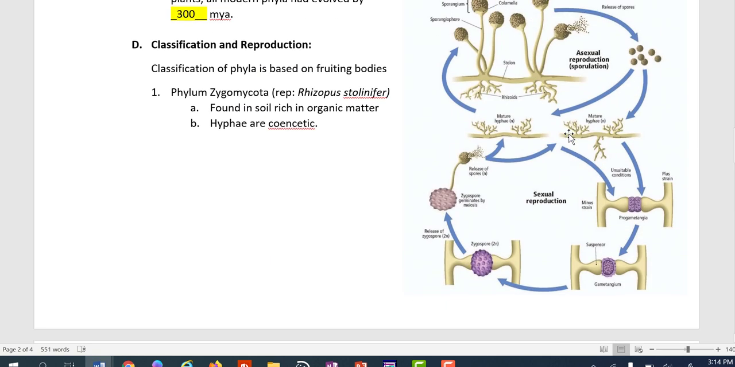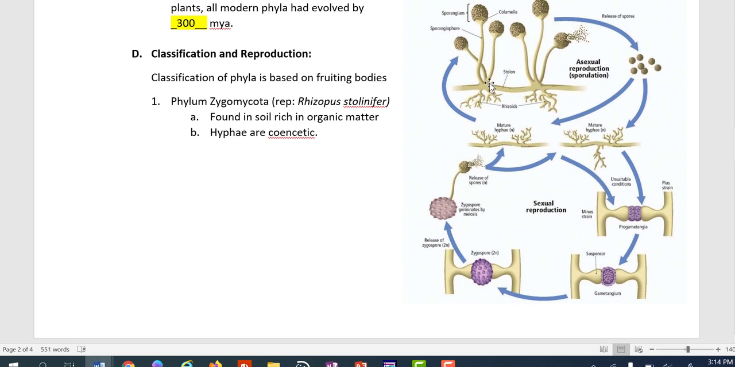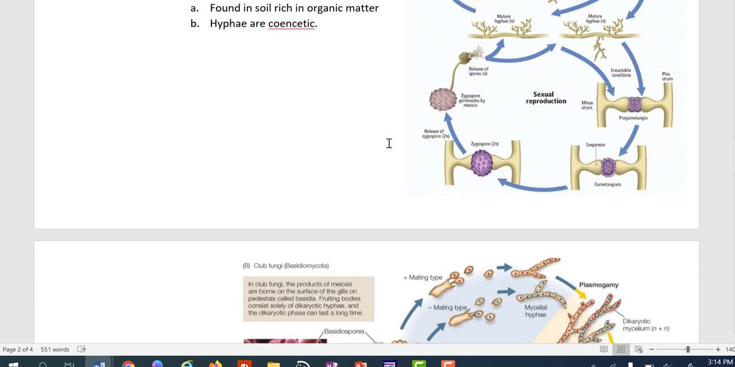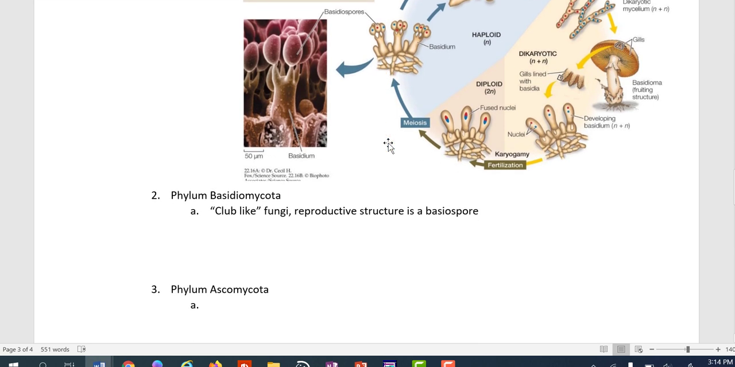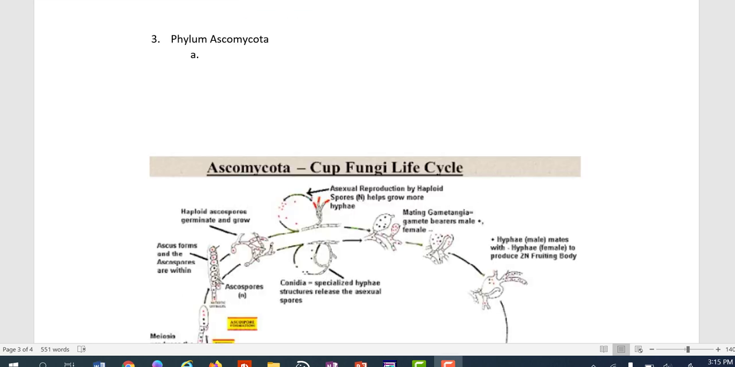The Zygomycota have the sporangium growing on a long stalk like so. If you look at your bread mold closely, you would see that Rhizopus stolonifer is a common bread mold, or mold found on bread. And so that's the main thing that we'll look at.